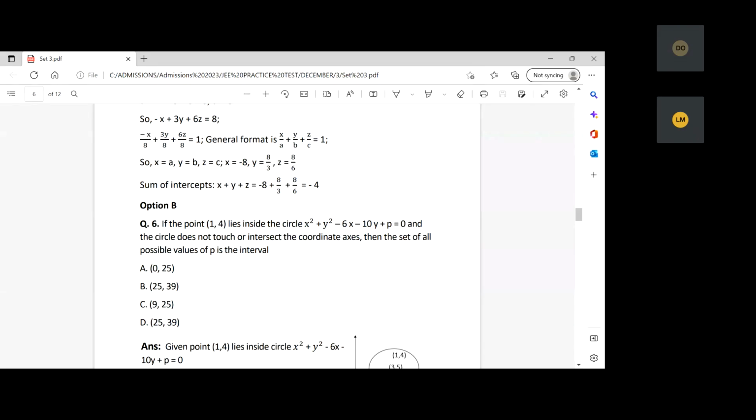It's given that the point 1, 4 lies inside the circle. The equation is given. And the point is that the circle does not touch or intersect the coordinate axis, the x or the y part. We need to find the set of all the possible values of p. What is the interval? What is the range in which the set of possible values are there?